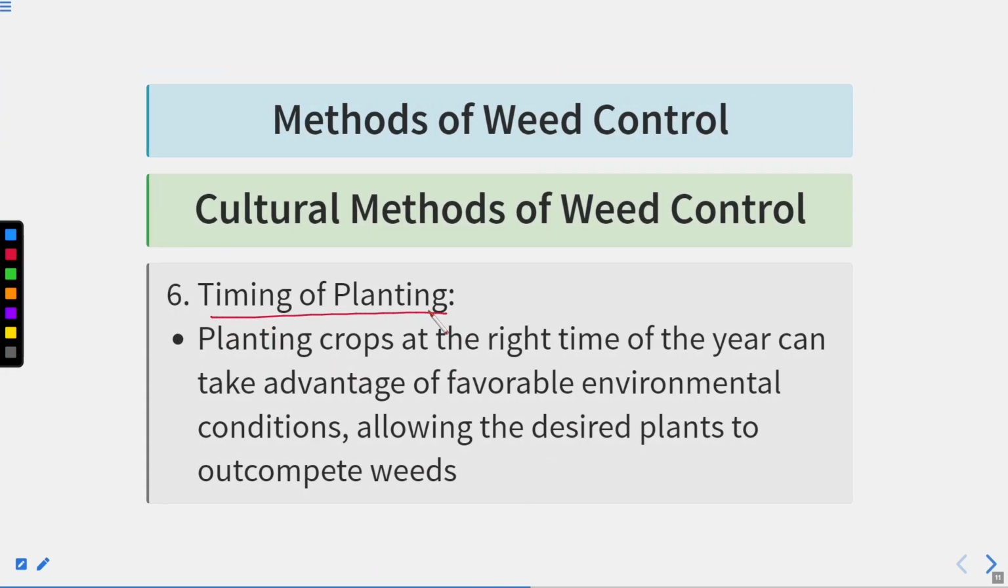Timing of planting. Planting crops at the right time of the year can take advantage of favorable environmental conditions and allow the desired plant to outcompete the weeds. If there is a competition with the weeds, who will win? Our crop plants. Why? Because we have taken care of the time of sowing the crop plants, right? So this can take advantage of favorable environmental conditions, because at that particular time the environmental condition is very favorable for the growth of the crop, right? So it can compete with the weeds in a better way.